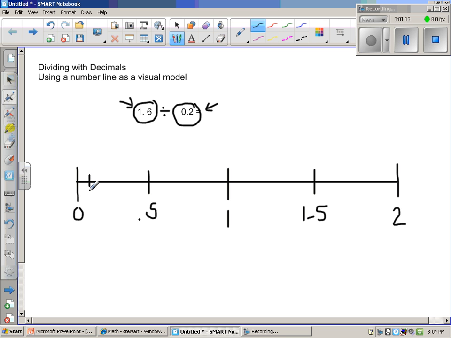And then I'm going to draw lines to represent each tenth. So that's 1/10, 2/10, 3/10, 4/10. I already drew the 5/10, 6/10, 7/10, 8/10, 9/10. Here's my 10/10, 11/10, 12/10, 13/10, 14/10. Here's my 15/10 because that's really what this means. 16/10, 17/10, 18/10, 19/10, and there's my 20/10 right there.